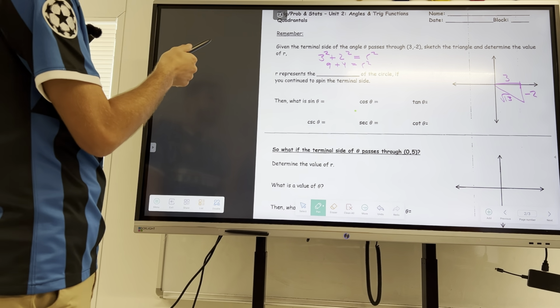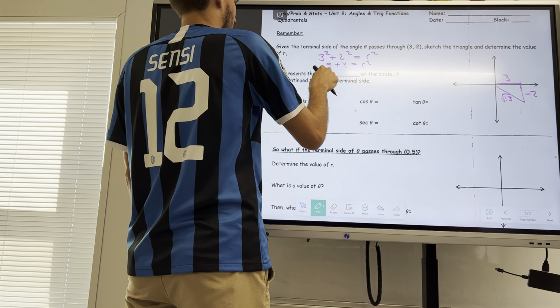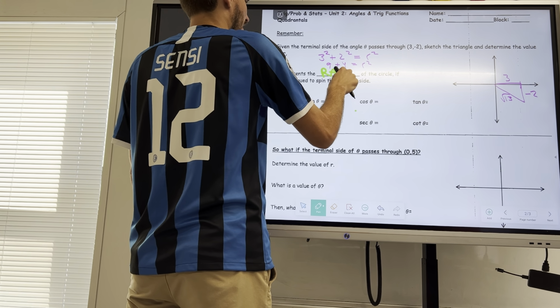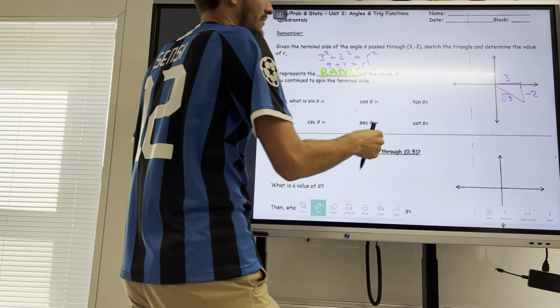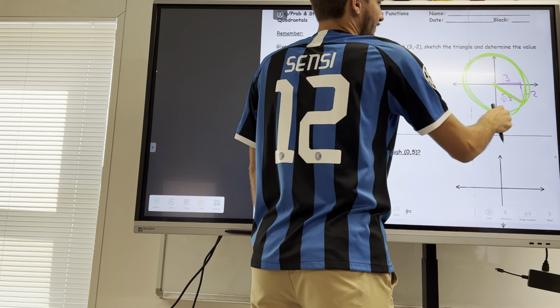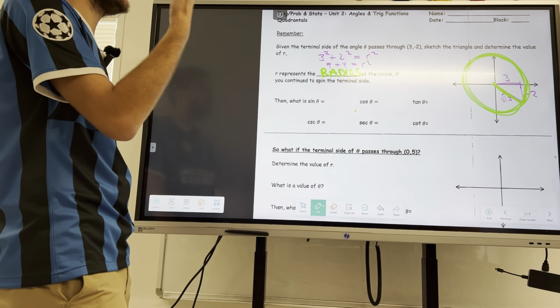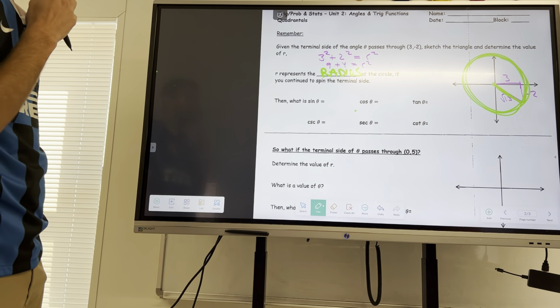So r represents the blank of the circle. Everybody remember what that is? The radius, right, the radius of the circle. If we take this r and we spin a big circle, it's going to make a circle. And that r, or the hypotenuse, is what our value is.